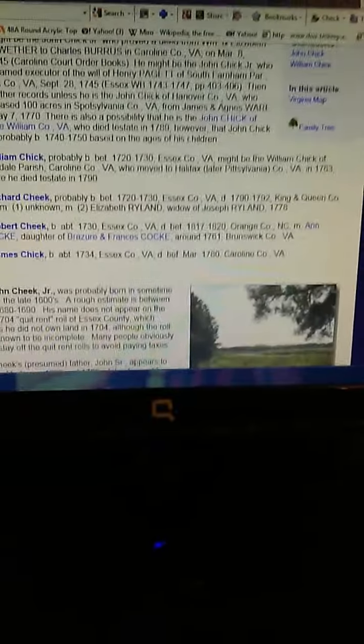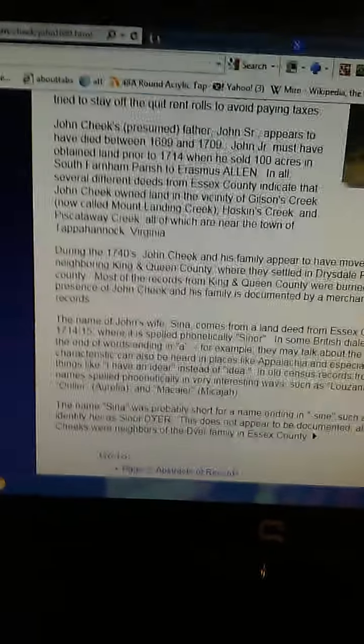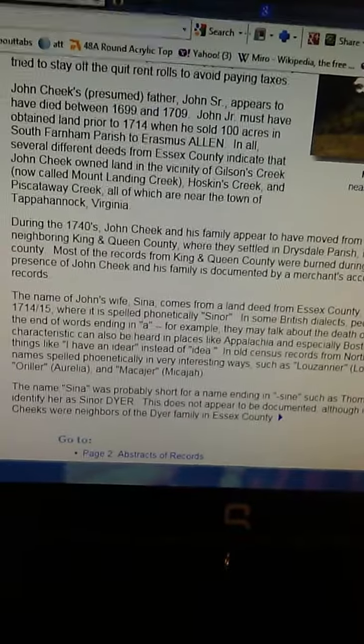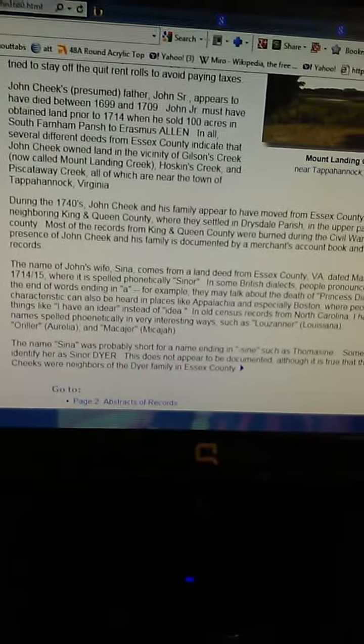But what's interesting is I think under John Cheeke Jr., it says that John Cheeke Jr. was married to Senor Dyer. And Senor Dyer is one of my ancestors. She's one of my grandmothers. So this is connecting Senor, or Sena, as they call her, back potentially to the family of Jane Cheeke Dyer. And that's what I'm saying. We'd have to do more research to actually connect the dots.